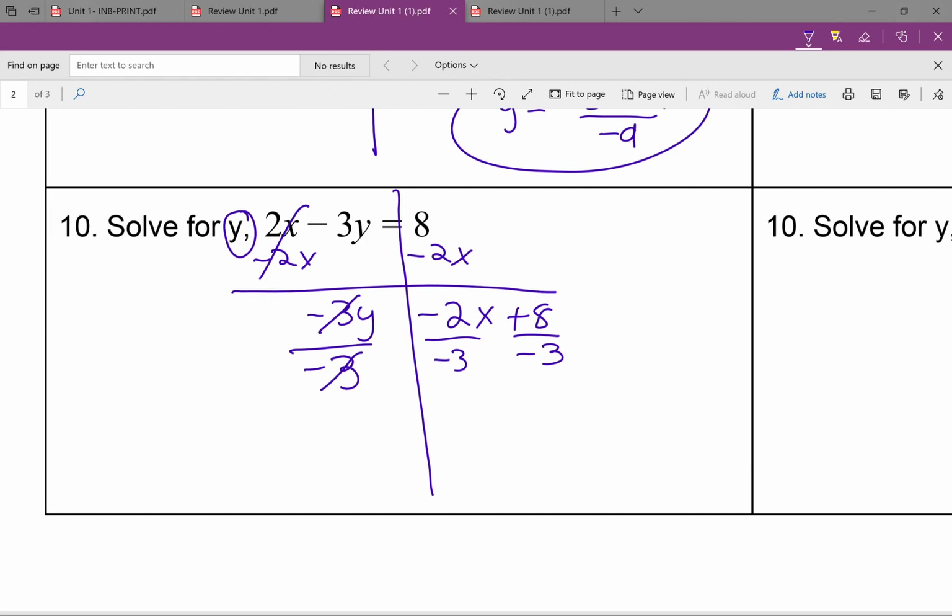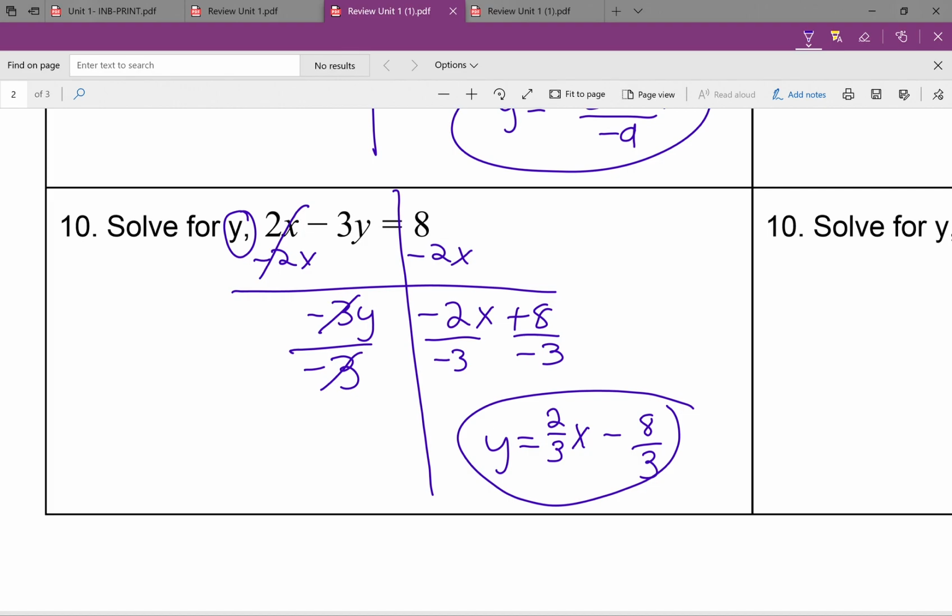So I'm left with y equals -2 divided by -3 is just going to be 2/3, 2 over 3. The only thing that could simplify here is that a negative divided by a negative is a positive. So 2 over 3x. Okay, then over here I have 8 divided by -3. Again, this can't simplify, so I'm just going to leave it as minus 8 over 3. And then this is my answer.